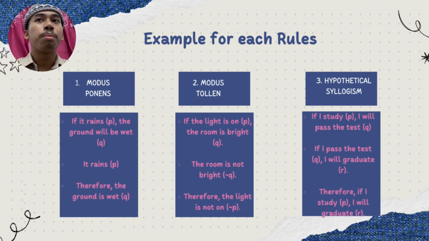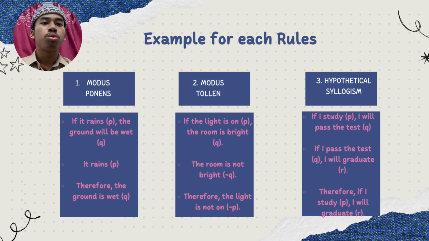So number 3 is hypothetical syllogism. If P implication Q and Q implication R, then P implication R. The example, if I study P, I will pass the test Q. If I pass the test Q, I will graduate R. Therefore, if I study P, I will graduate R.